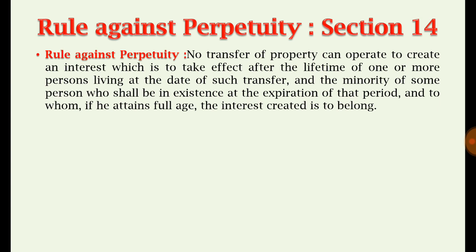See, firstly just go through the bare section. Rule against perpetuity: no transfer of property can operate to create an interest which is to take effect after the lifetime of one or more persons living at the date of transfer. In short, such persons can be called as the persons holding prior life interest, and the minority of some person who shall be in existence at the expiration of that period, and to whom, if he attains full age, the interest created is to belong. See, this is the period which is provided.